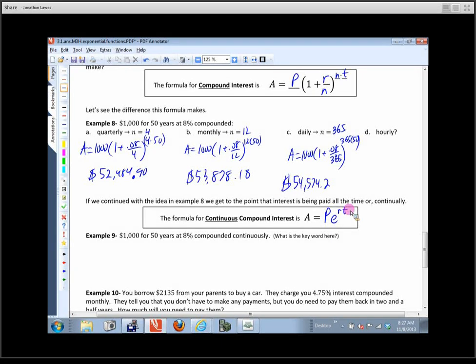Better than compounding hourly would be compounding continuously, all the time, every single millisecond, basically. Okay? So the amount in the account is going to be the principal, 1,000 e to the 0.08 times 50. So we'll grab our calculator and type that in.